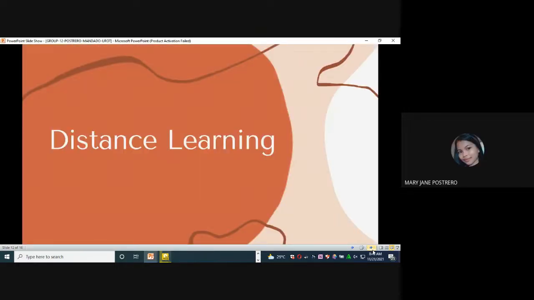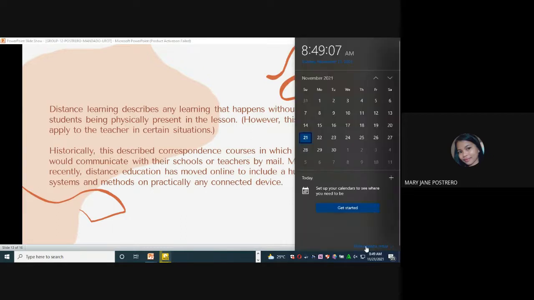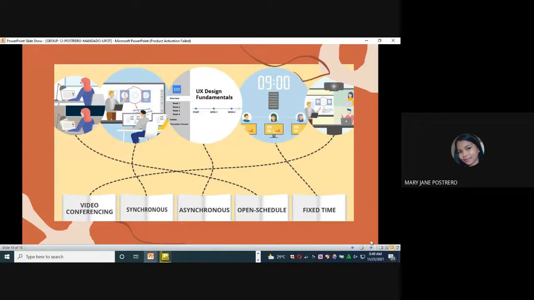So let's move forward with distance learning. So distance learning, please next slide. Distance learning describes any learning that happens without the students being physically present in the lesson. However, this could also apply to the teacher in certain situations. Historically, this described correspondence courses in which students would communicate with their schools or teachers by mail. More recently, distance education has moved online to include a huge range of systems and methods on practically any connected device. So there are different types of distance learning.